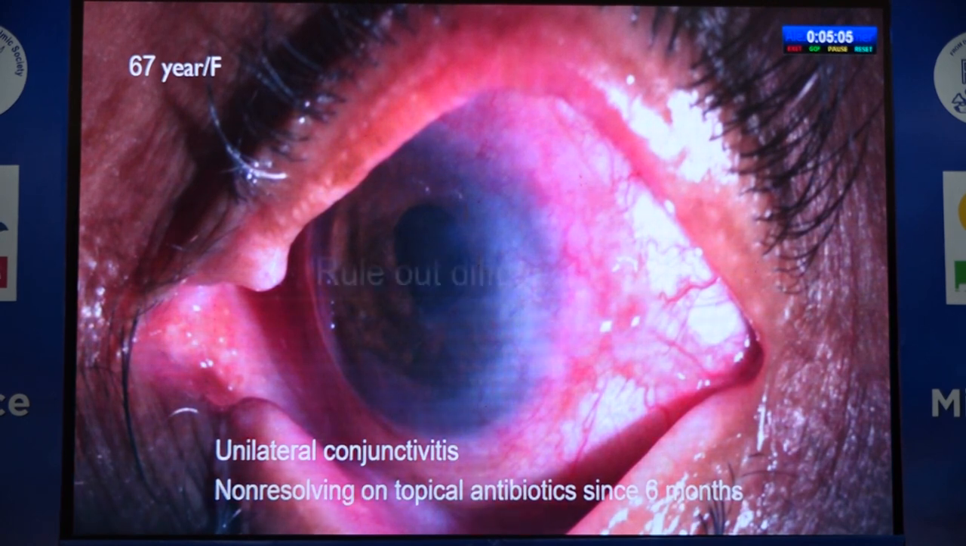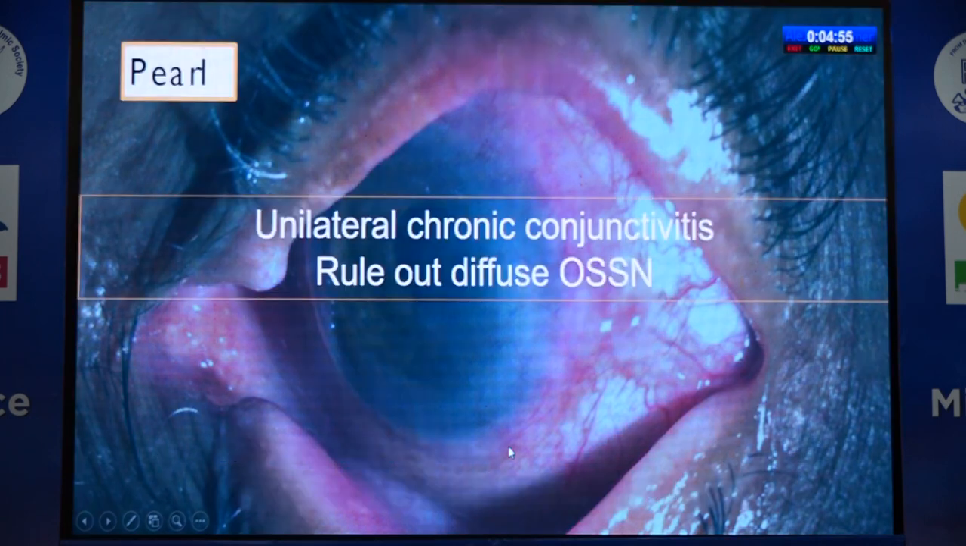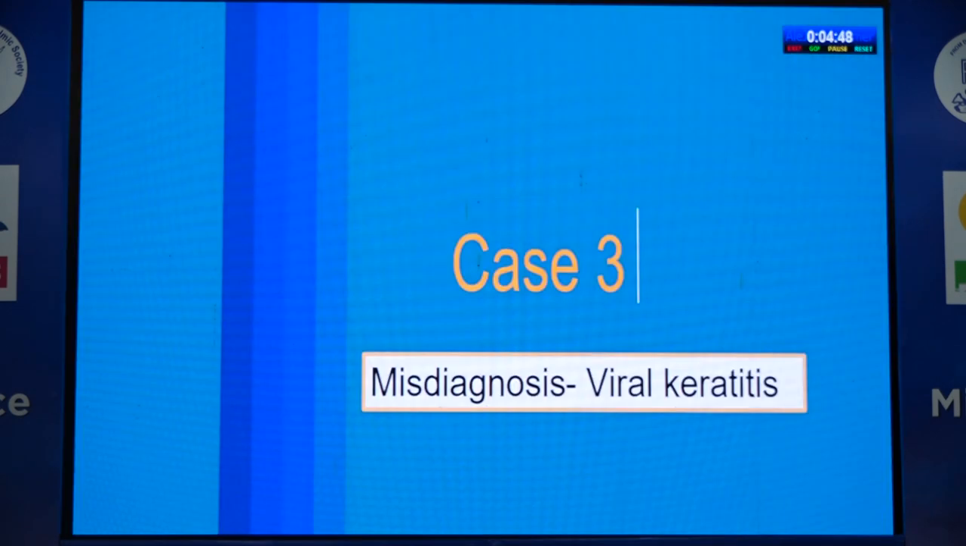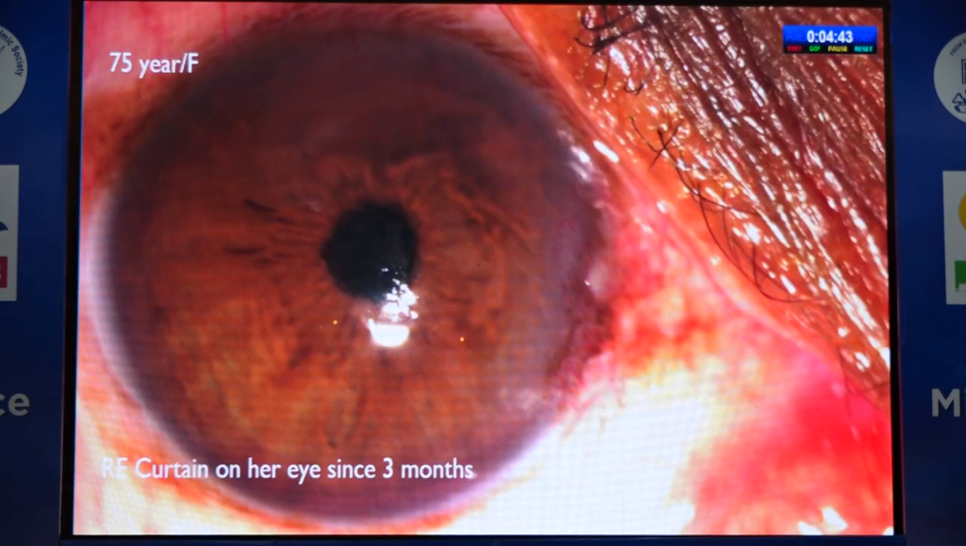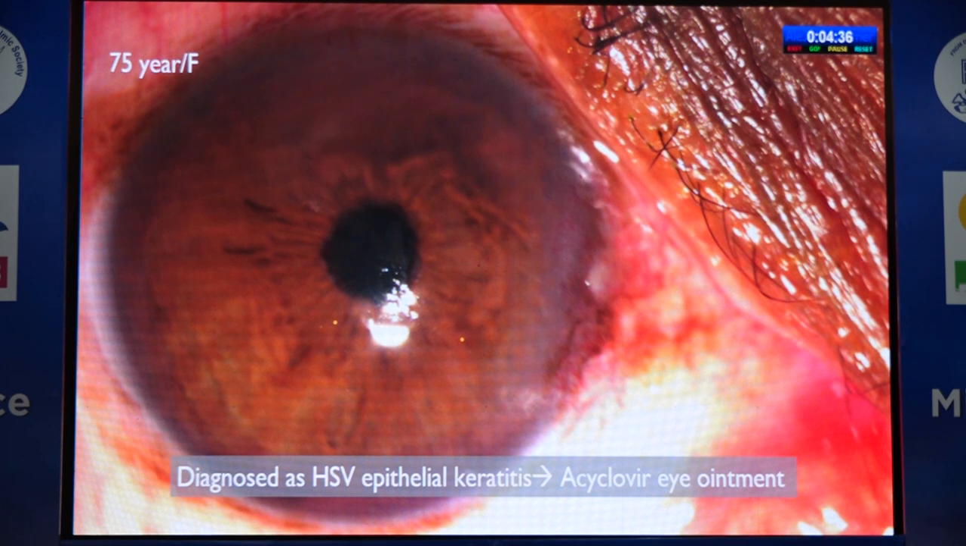So what do we see here? It's an intumescent mass on the ocular surface. You can see it is covering the entire ocular surface. So it is a case of diffuse OSSN. For unilateral chronic conjunctivitis, always rule out a diagnosis of diffuse OSSN. The third case was referred to us as viral keratitis. She was a 75-year-old lady complaining of a curtain-like sensation on her eye since 3 months. She was diagnosed as HSV epithelial keratitis and started on acyclovir eye ointment.